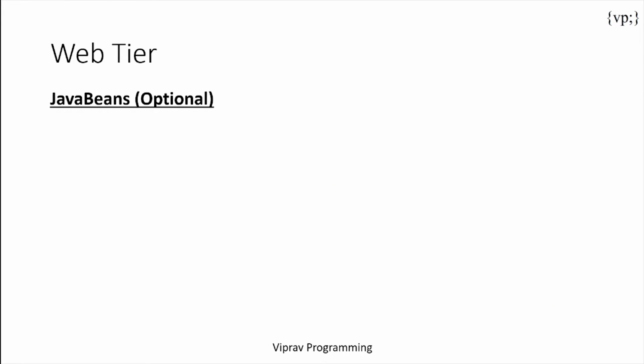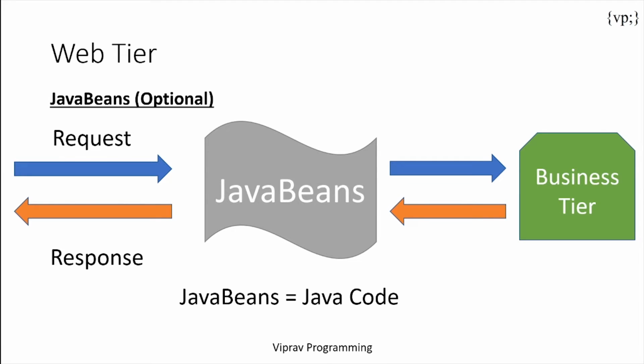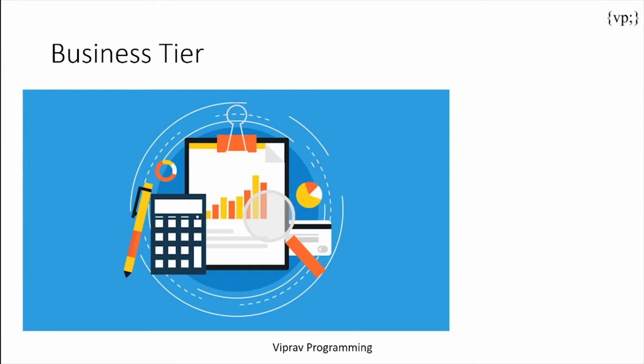And Java Beans, which is also an optional part, is basically another name for Java code. These special Java Beans handle requests and responses, and they work similarly to what servlets do, and so are optional in our application. Next, there is the business tier.